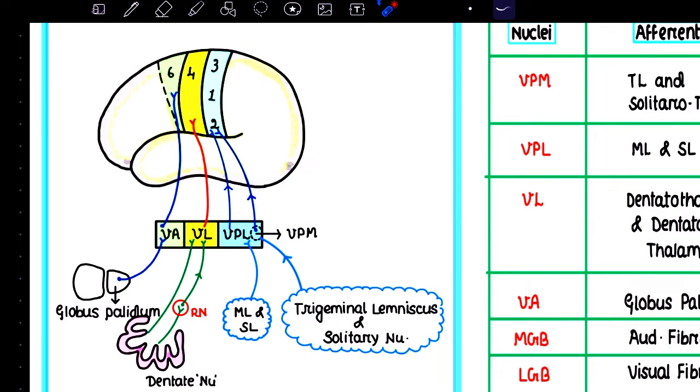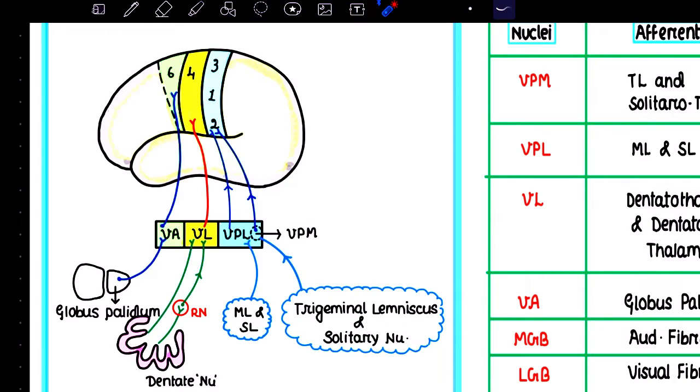Okay, now talking about VPL and VPM, that means ventro posterior lateral nucleus and ventro posterior medial nucleus. Let's talk about VPM initially. They get afferent from our head and face region. Now from the head and face region, where exactly do they get afferent from? They get afferent from the trigeminal lemniscus and solitary nucleus, right. After getting afferent from this region, they will send it to Brodmann numbers 3, 1, 2, the post-central gyrus, for processing.